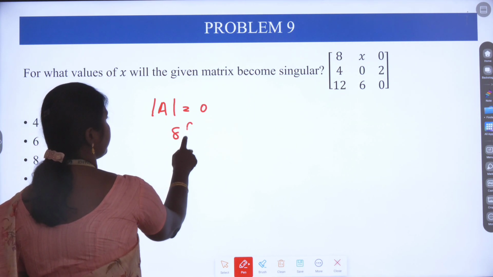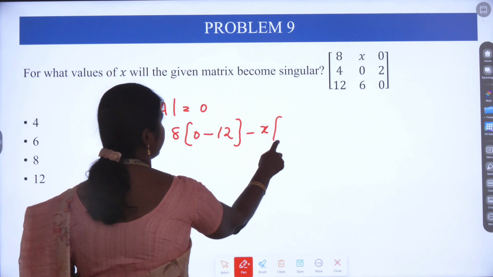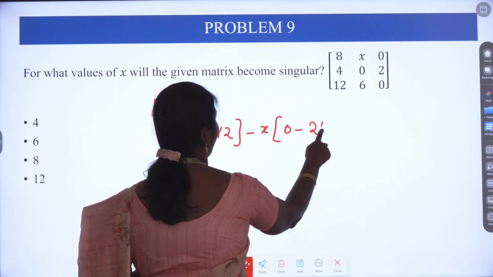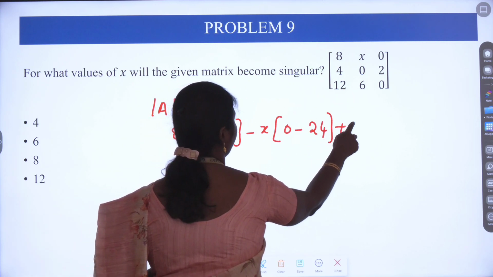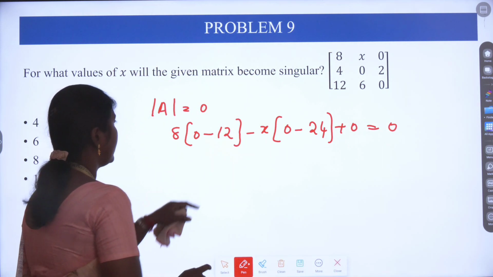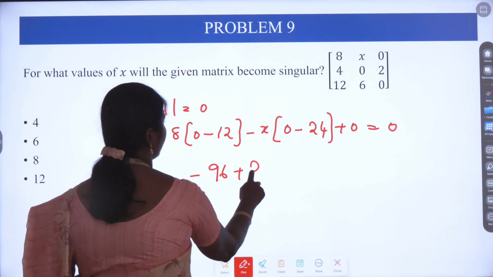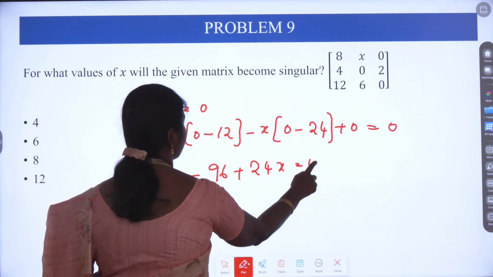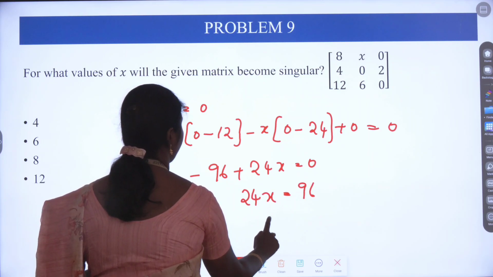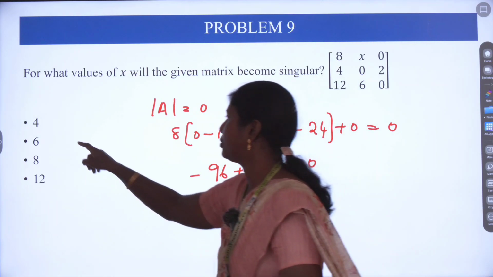So 8 times (0 minus 12), minus x times (4 into 0 is 0, minus 24), and the last value is 0, since 0 multiplied by anything is 0, which is equal to 0. So now minus 96 plus 24x equal to 0. So 24x equal to 96, so x equal to 4. This is the value, x equal to 4.